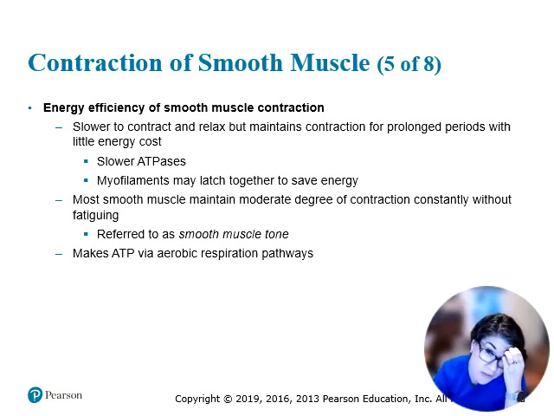So smooth muscle is slower to contract and relax, but it can stay contracted for longer and doesn't get as tired. ATPases are slower. It saves energy. It's just kind of a slower muscle, like a slower mechanism. They're always kind of contracting and they don't get fatigued, like I said.